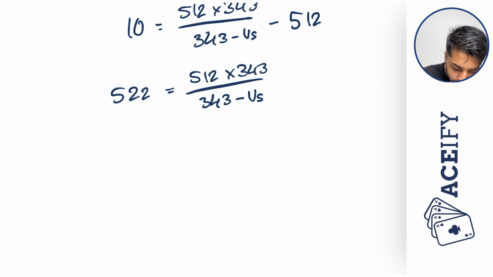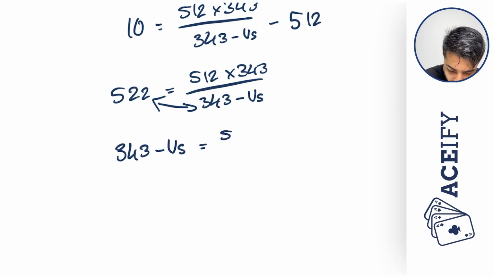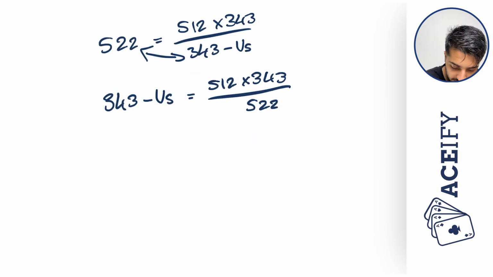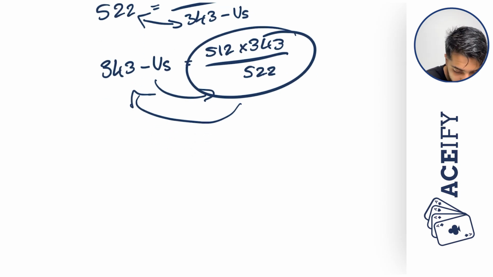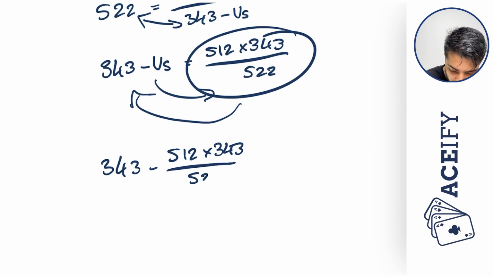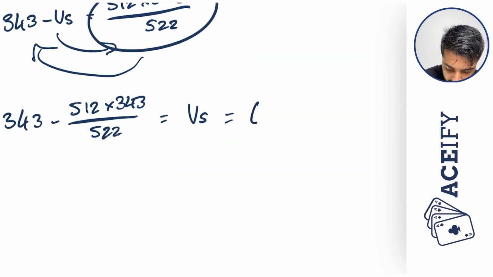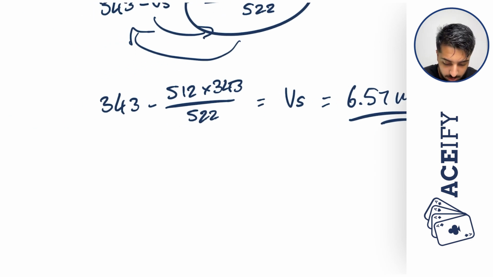And then we can swap these two values around, and we get 343 minus Vs is equal to 512 times 343 all over 522. So moving this to this side and moving this to this side, we get 343 minus 512 times 343 all over 522 is equal to Vs. And this gives a source velocity of 6.57 meters per second. There we go. And with that, we are done.